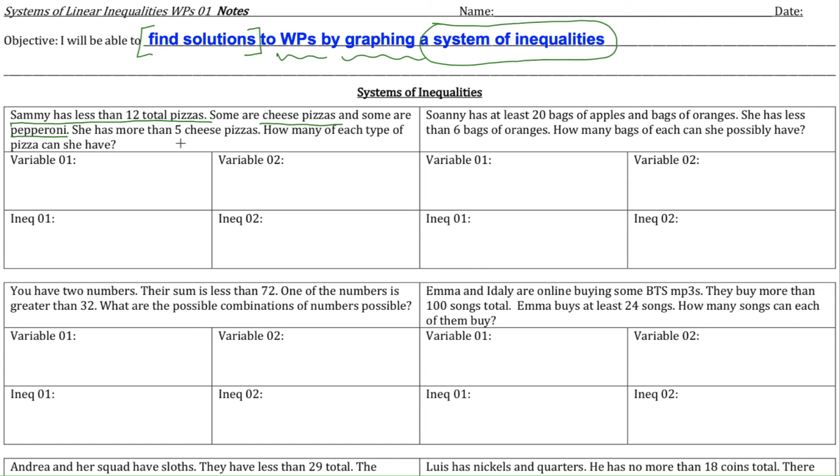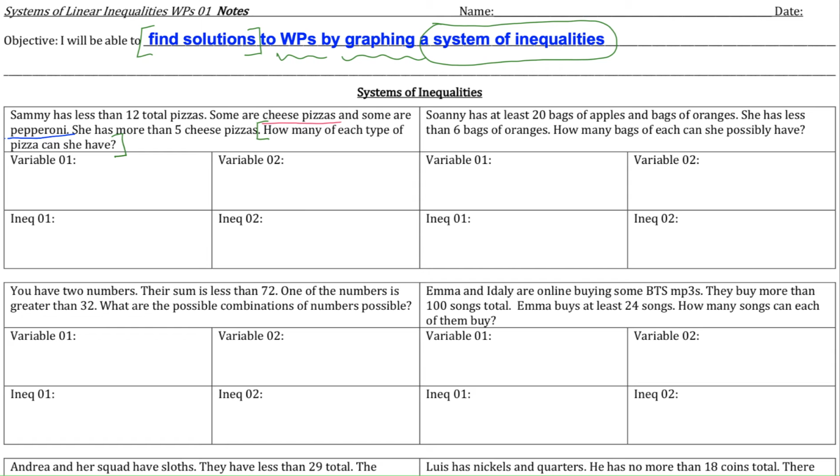She has 5 more. Okay, so I can do it like this. It says, how much of each type of pizza will she have? So that is our key. How much of each type? Well, we have for sure, it says Sammy has less than 12. There are some cheese, so we'll make cheese red. And then we will say that pepperoni are blue.